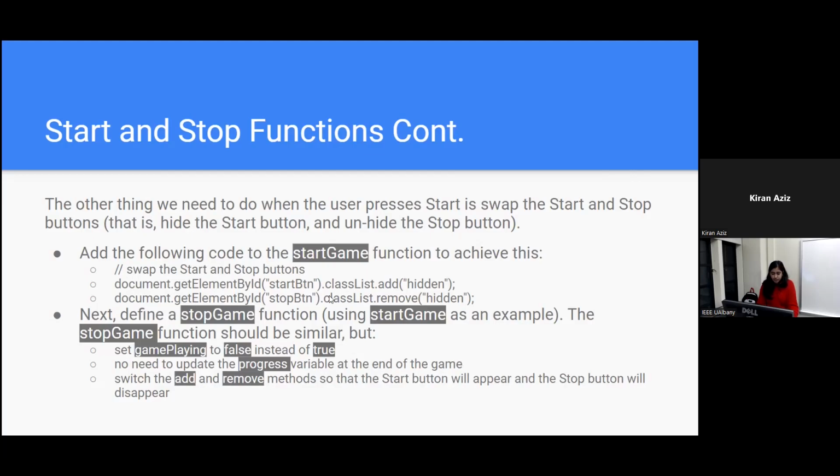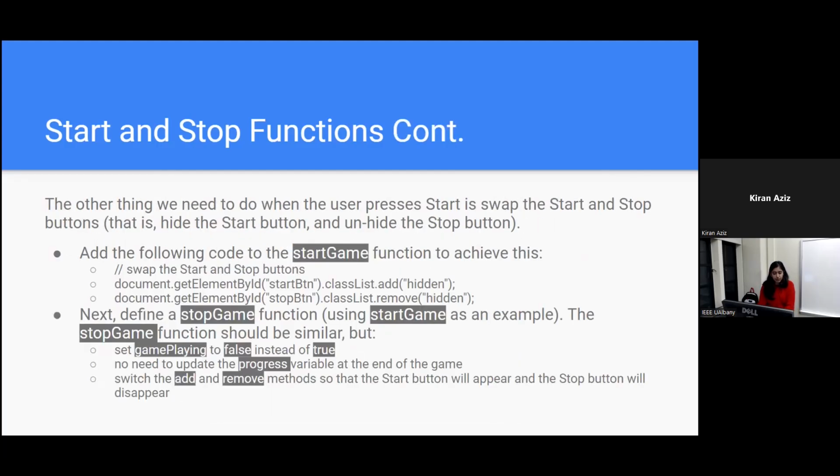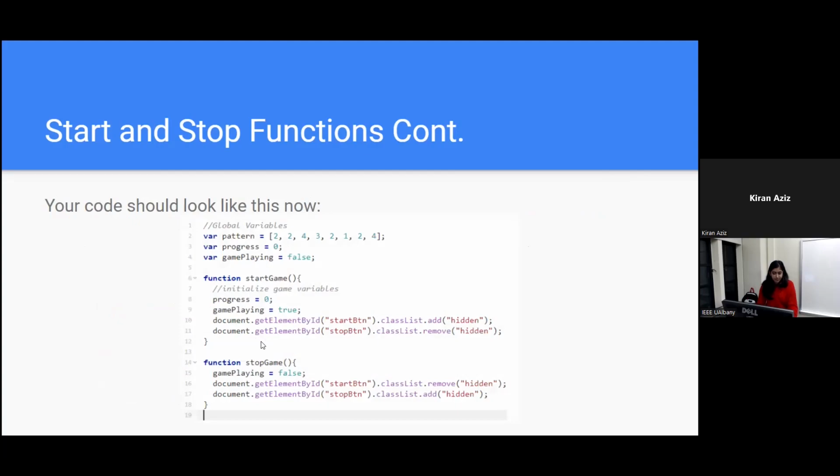I already kind of showed that before as well. So this is where we're at right now. This is the start game function from before. And then adding those hidden components as well and playing with those. And this document dot get element by ID is where we bring in the IDs for each button. And then if we want to stop the game, we just do the opposite of what we just did in the start game function. So we set game playing to false, and then we have our start button visible again, and our stop button is hidden again.